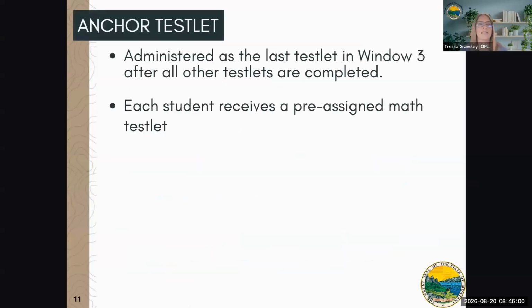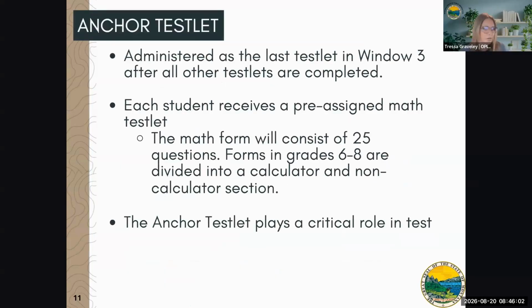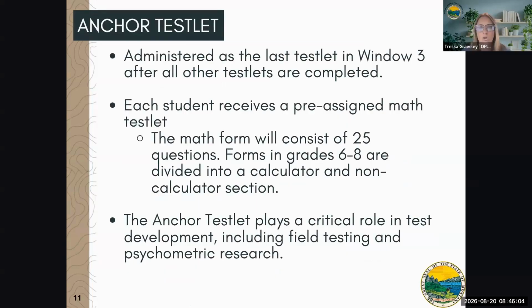The anchor testlet, as I mentioned before, releases after students complete all testing in Window 3. Each student receives a pre-assigned math testlet, and the math form will consist of 25 questions. Forms in grades 6 through 8 are divided into a calculator and non-calculator section. And the anchor testlet plays a critical role in test development, field testing, and psychometric research.